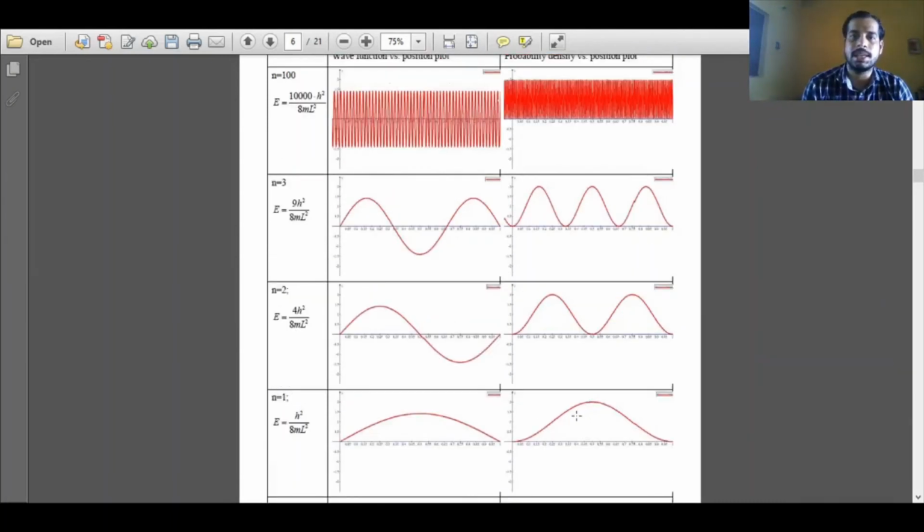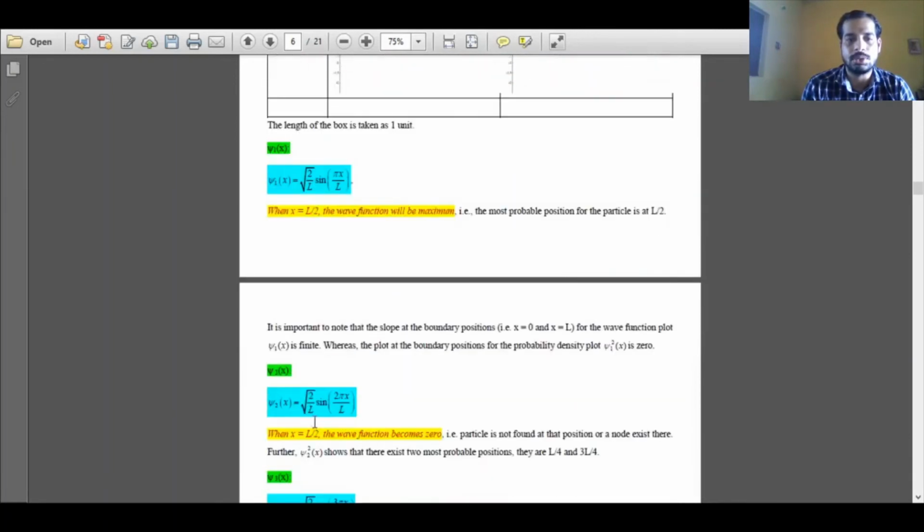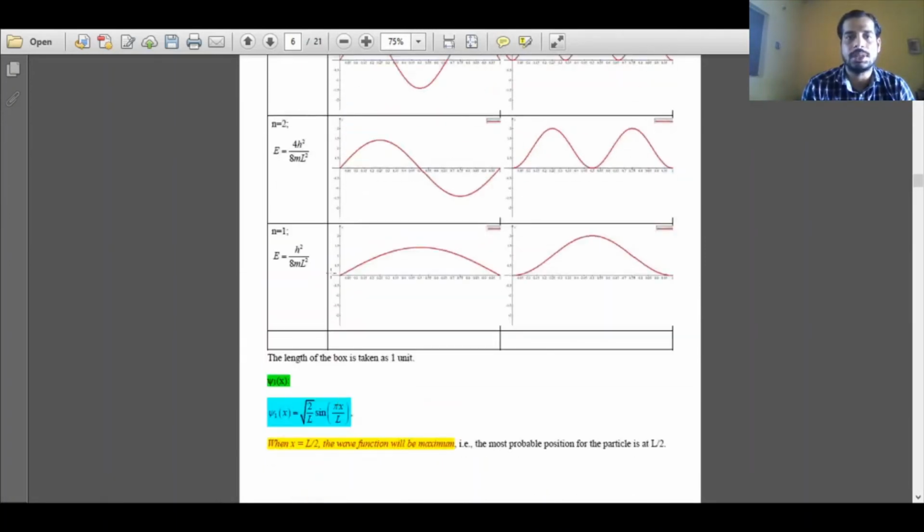For the second eigenstate, the n value becomes 2. If I plot the function, how will it look? The function will look like root over 2 over L sin 2 pi x over L, where instead of n, I am writing 2. The function will have a positive part and a negative part, and at the center of the box the function is 0.